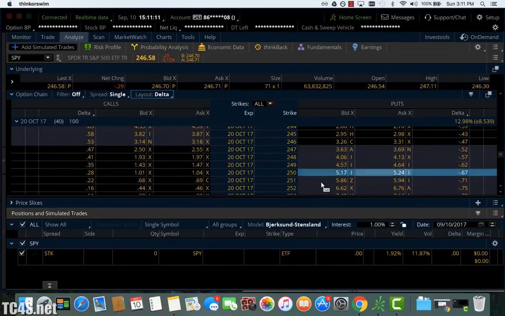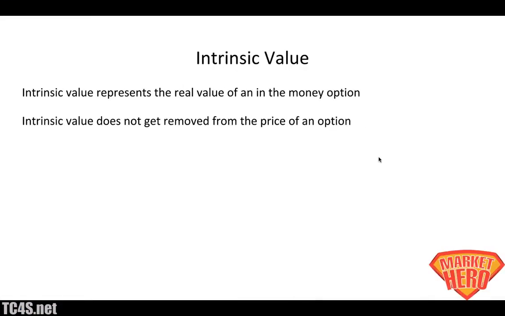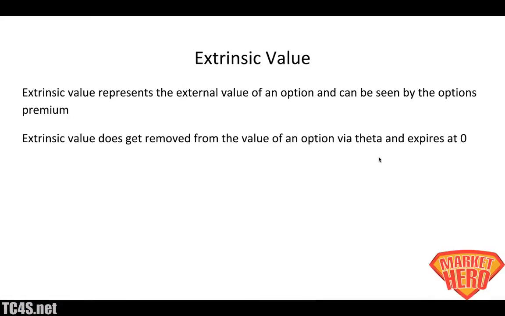The intrinsic value is the value of those options. The interesting part is that those values don't get decreased from the price of the option. The price of the option gets decreased by something called theta, but the intrinsic value does not ever get removed from the price of the option. Only extrinsic value does. Extrinsic value represents the external value of an option that can be seen in an option's premium. Extrinsic value does get removed from the value of the option via theta, and the extrinsic value of every option is 0 at the end of the day.